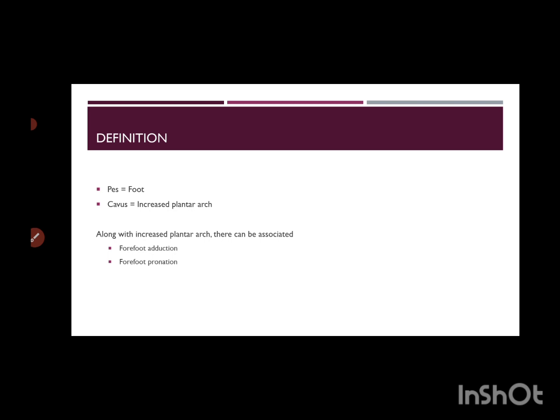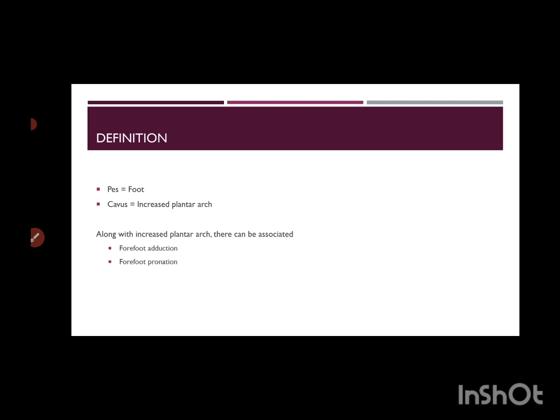Equinus means increased plantar flexion of the foot, varus means inward tilting of the foot. So when there's a combination of equinus and varus, then we call it as equinovarus deformity. Whereas pes cavus stands for increased plantar arch of the foot. So let us see in brief about what is pes cavus and equinovarus and what are the common causes of these conditions. So pes stands for foot, cavus stands for increased plantar arch.